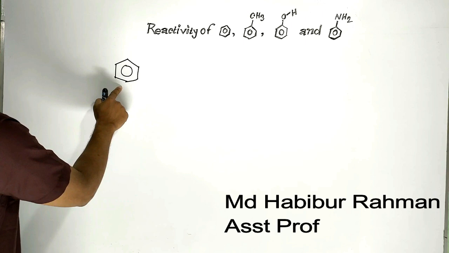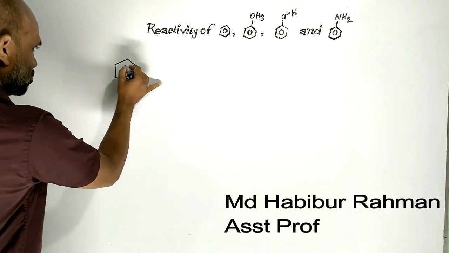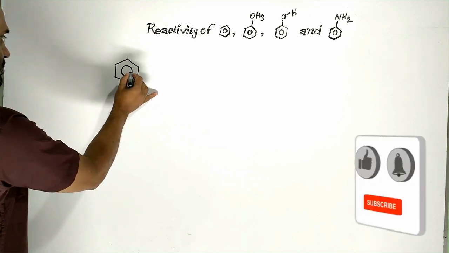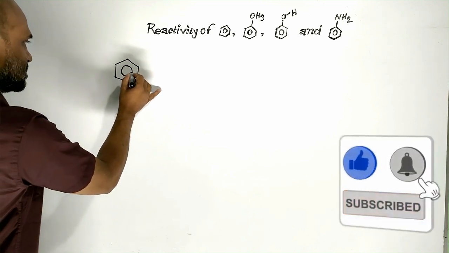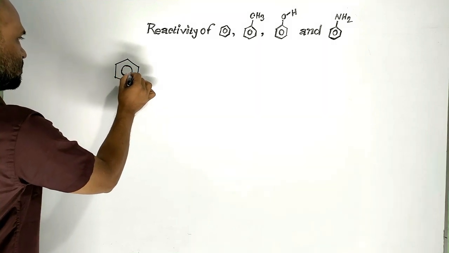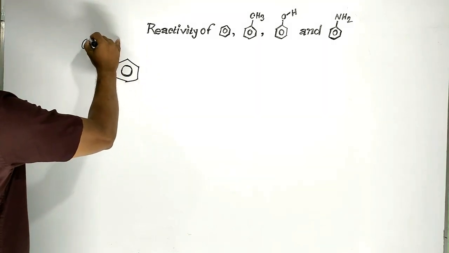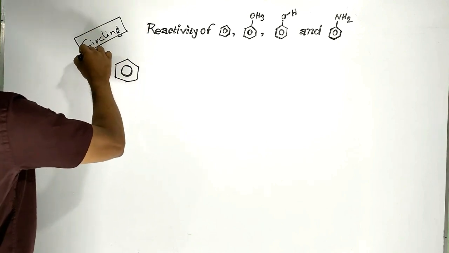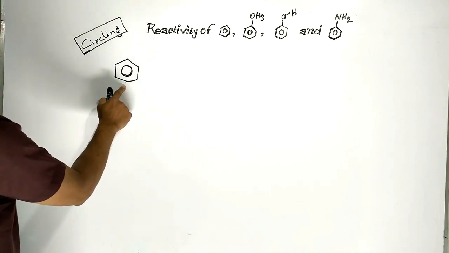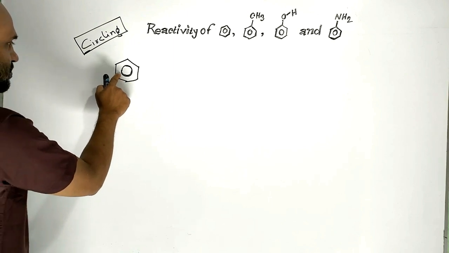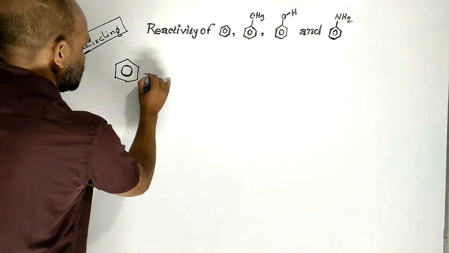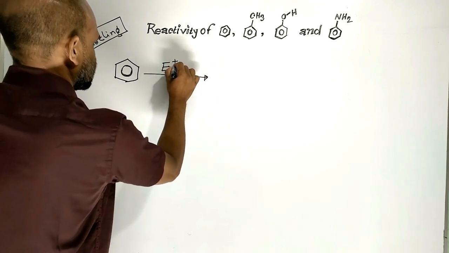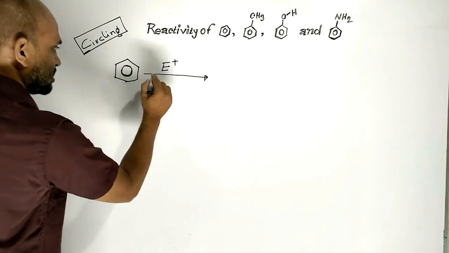This is benzene. What does this ring mean? This ring means circling of pi electrons. Because of these pi electrons, benzene undergoes electrophilic substitution reaction.